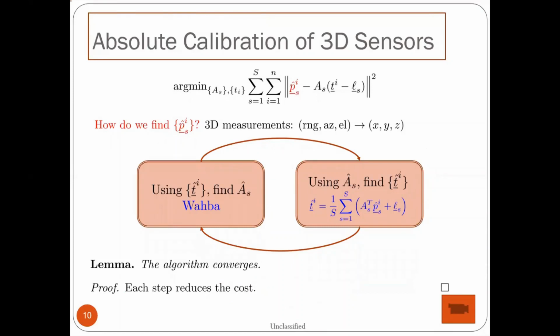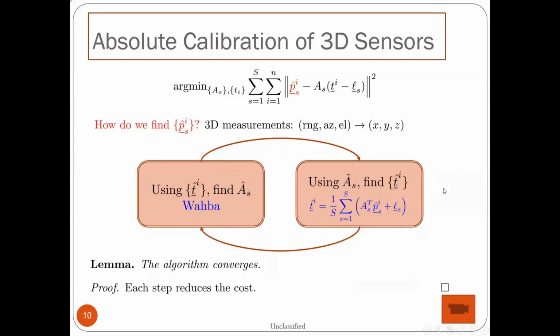So how do we find those positions, those Cartesian positions, which we use in the objective? Well, in the case of three-dimensional sensors, these are obtained trivially by converting the spherical measurements, range, azimuth, elevation of each sensor into Cartesian positions x, y, z. Thus, we may use the algorithm, as it was shown in the previous slide, solving the Wahba problem for each A_S and solving some simple least squares problem for finding T_I.